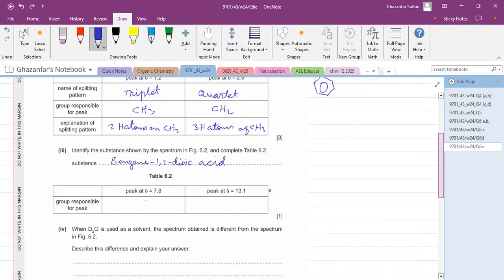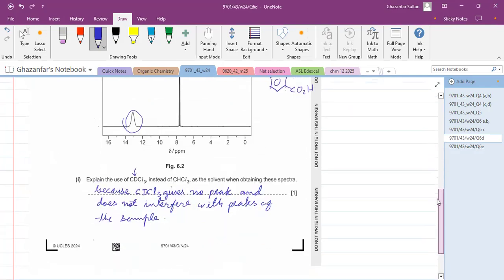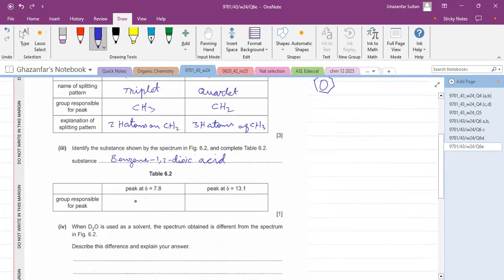Okay, now the group responsible for 7.8. This is 7.8, very near to this. The group responsible for this peak is aromatic hydrogen on the benzene ring. So the 4 hydrogens on the benzene ring are responsible for these peaks.